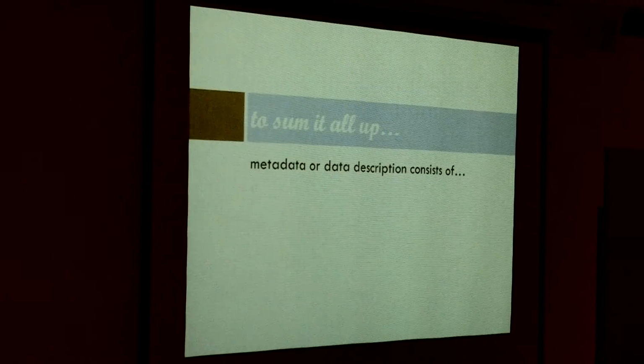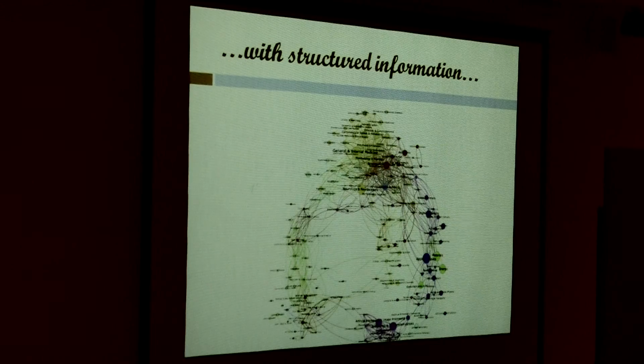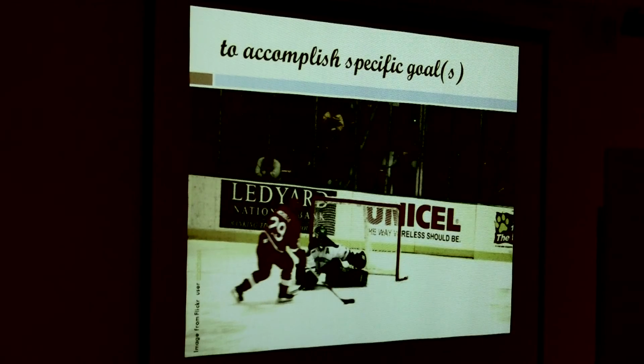Okay. So to sum this idea all up, again, metadata or data description consists of a set of containers, or a set of information that we want about something. Structured information that we slot into those containers, whether that might be a controlled vocabulary, a taxonomy, or an ontology that we have agreed upon to use to accomplish some specific goal: to discover something, to contextualize something, or more than one goal.